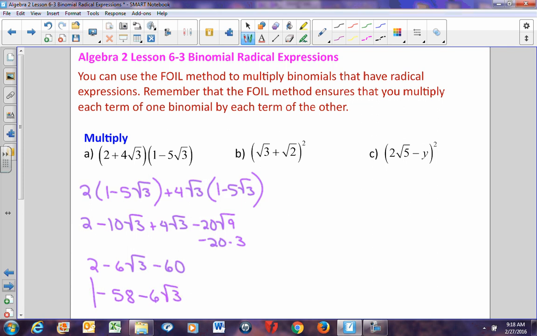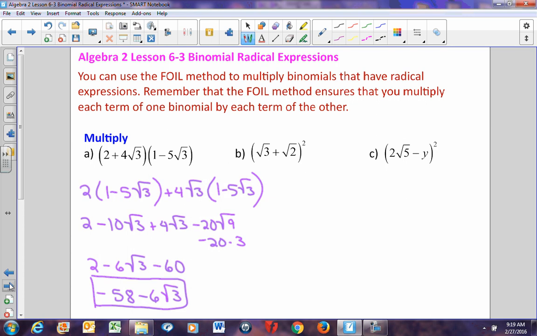And much like complex numbers, you put the whole number term before you put the radical term. It's more often seen as negative 58 minus 6 square roots of 3 than it is negative 6 square roots of 3 minus 58. Not that it really matters. It does matter with complex numbers because you always put the real part before the imaginary part. Here it doesn't matter. It's just more often seen as negative 58 minus 6 square roots of 3.